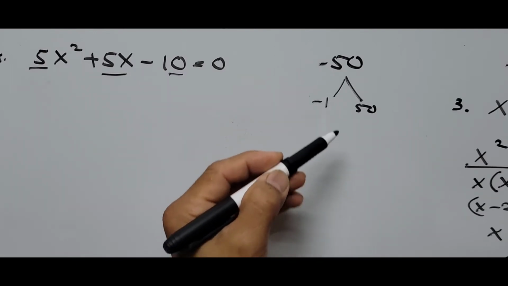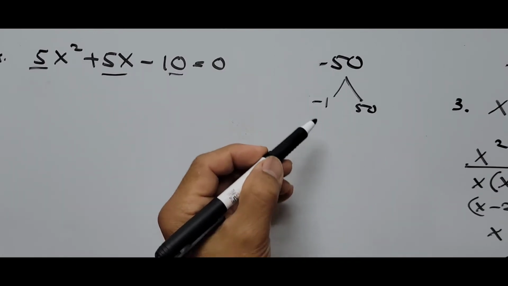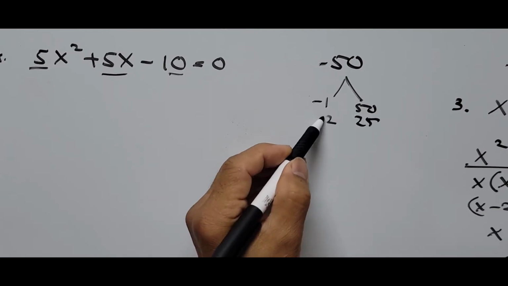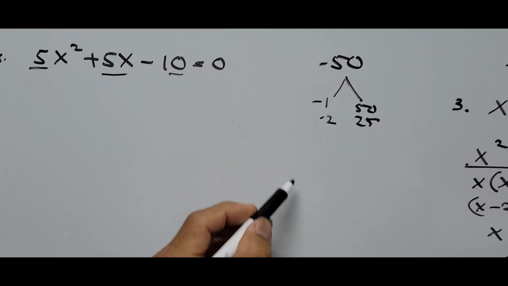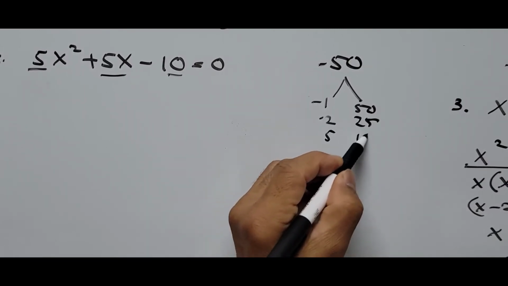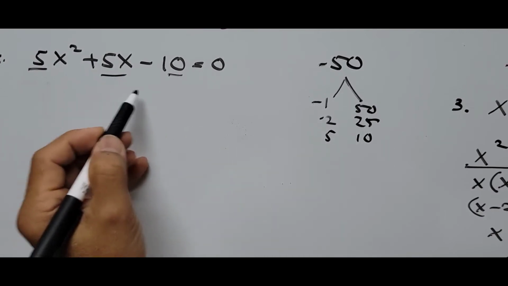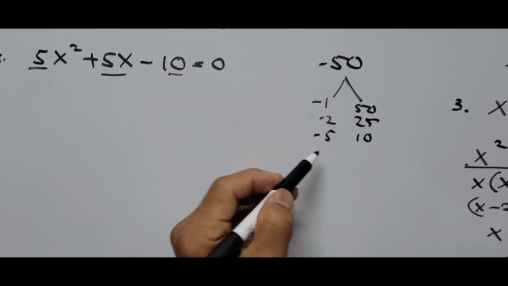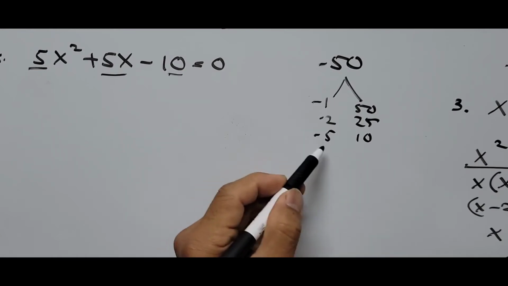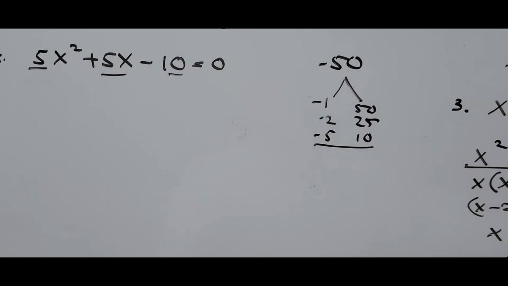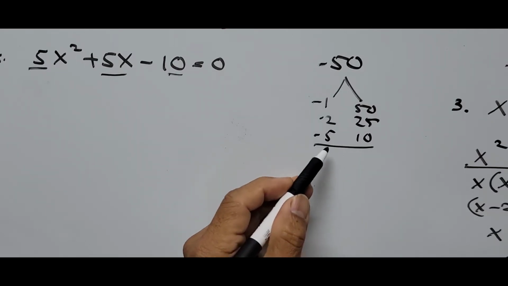So the first factors of 50 are 1 and 50. The other one is 2 and 25, minus 2 and 25. And 10 and 5, so 5 and 10 is 50 also. So this, negative 5 times 10, is negative 50, and 10 minus 5 is 5x. So this is a good candidate right there, so we'll be using this one.